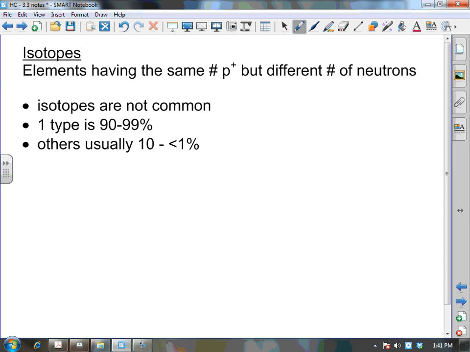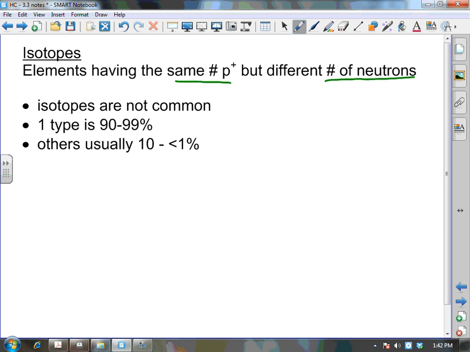Now let's talk about isotopes. In isotopes, we have elements that, first of all, have to have the same number of protons. There cannot be a difference. What is changing is the number of neutrons. So an isotope has to have the same number of protons, but the number of neutrons can change.